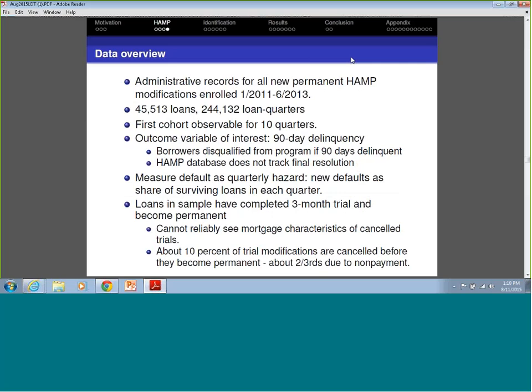For the first cohort, we tracked 14 quarters. The outcome variable of interest is 90-day delinquency, which is when borrowers are disqualified from the program. So we can't actually see the later quarters. We measure that as a quarterly average: we take new 90-day delinquencies as a share of loans that are remaining in the program at that date. And every loan in the sample has completed 3 months outstanding.